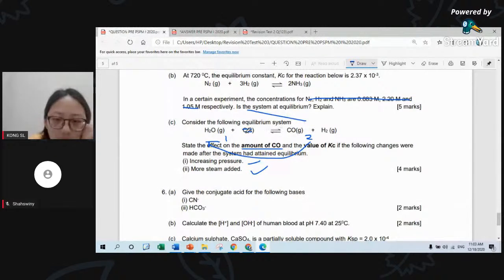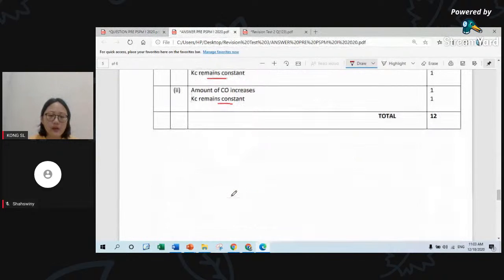Added more steam means a higher concentration of steam, so the system will shift to the right. When shifted to the right, the concentration of CO increases. Yes. Okay, finally, the last.